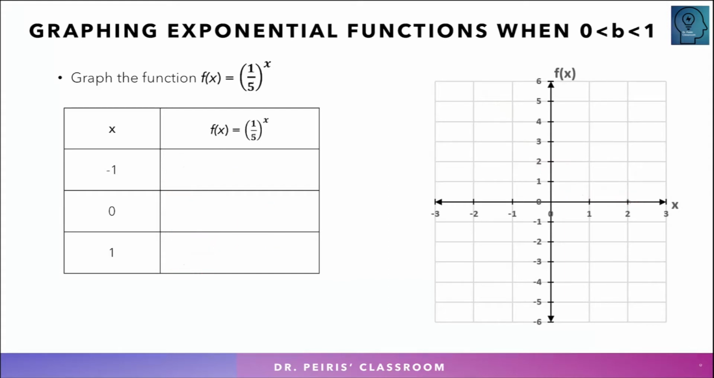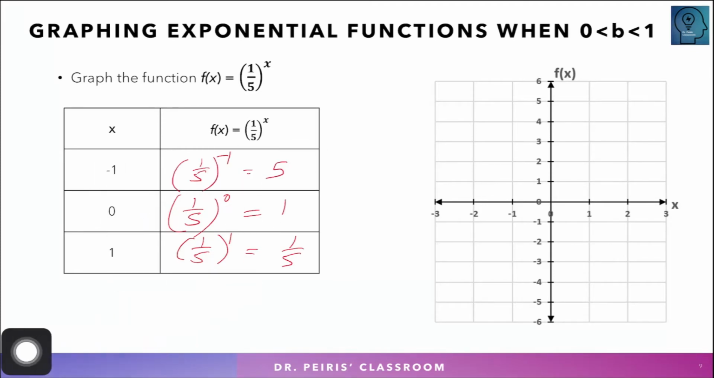Let's see another example, very similar. f of x equals (1/5) raised to the x. So here b is 1/5. Now let's substitute the values. (1/5) raised to the -1 is 5. (1/5) raised to the 0 is equal to 1. (1/5) raised to the 1 is equal to 1/5. So the first point is -1, 5, the second one is 0, 1, and the third one is 1, 1/5.